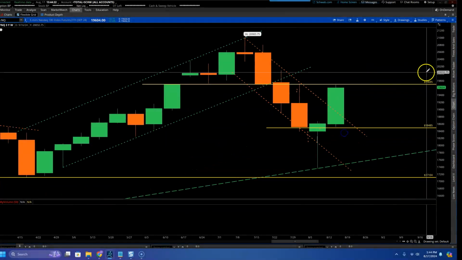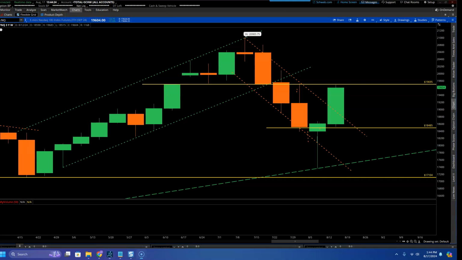So if I zoom in, you can see this was the support area, right? Once we broke down from there, we retested right here, moved all the way down, bounced from the uptrend line, and now we're at this retest of this 19,695, 700 area, right? I think we will have some resistance here. We have seen a nice 2 weeks of gains.